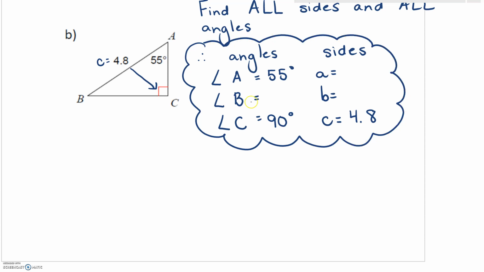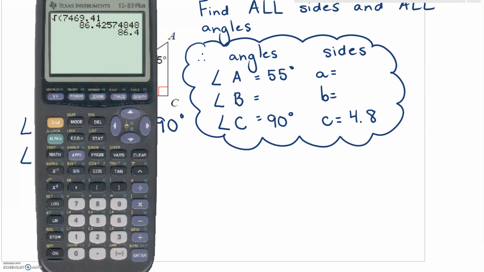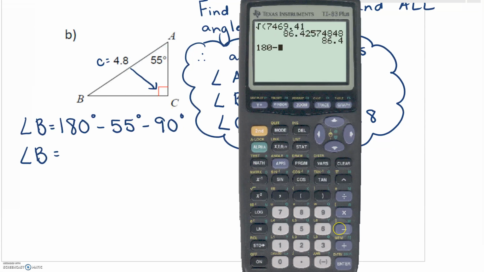So to find angle B, actually angle B is a little easier to find because there's two angles given. You don't need to do SOHCAHTOA if you have 2 out of the 3 angles. Because we know the sum of the angles inside a triangle is equal to 180, I can do 180 minus 55 degrees minus 90 degrees. Just like that. So when I evaluate it, 180 minus 55 minus 90, which is 35 degrees.